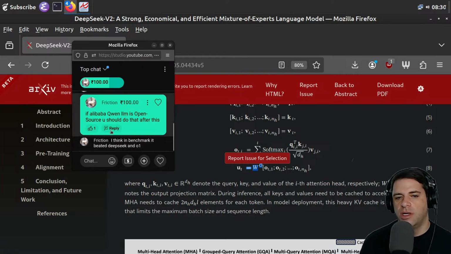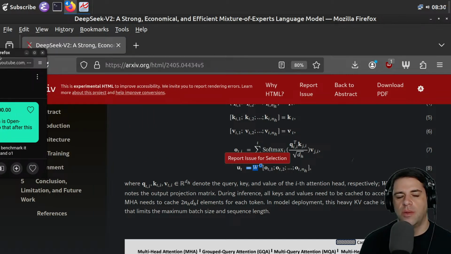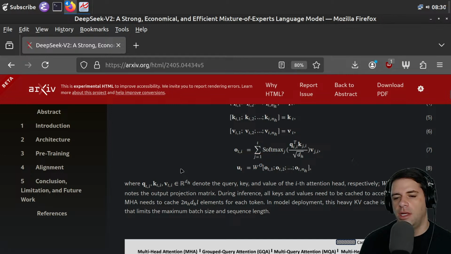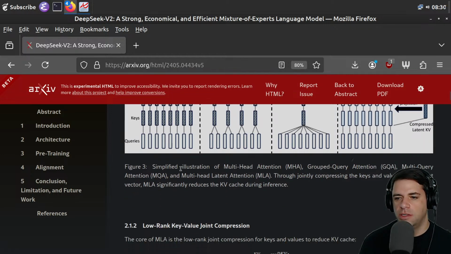I think in the benchmark, it beat DeepSeek and O1. I think that's right. They talk about benchmarking of the MLA in one of the appendices.